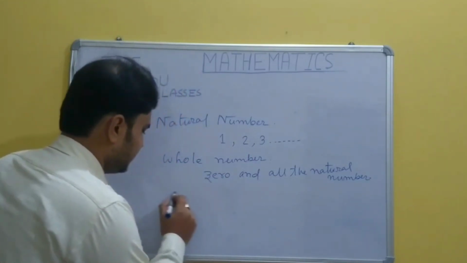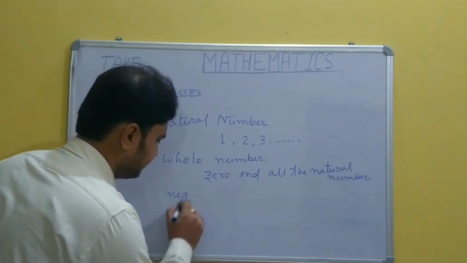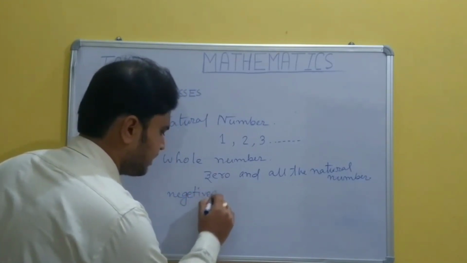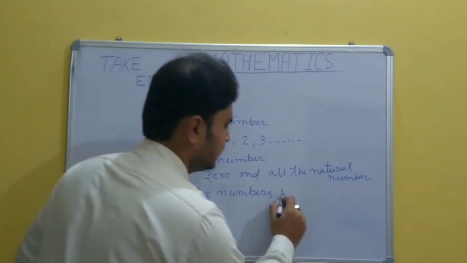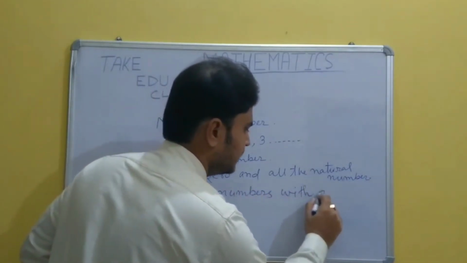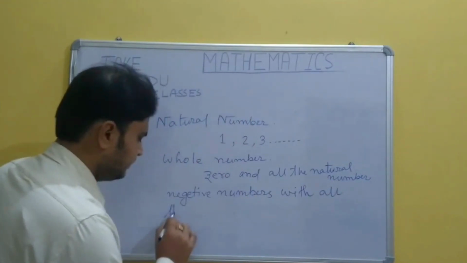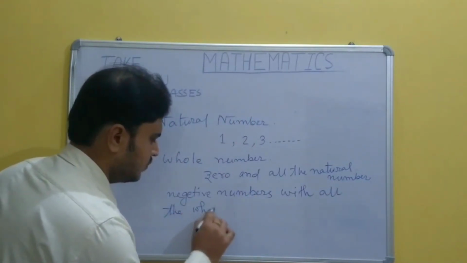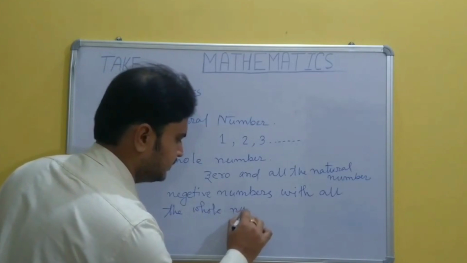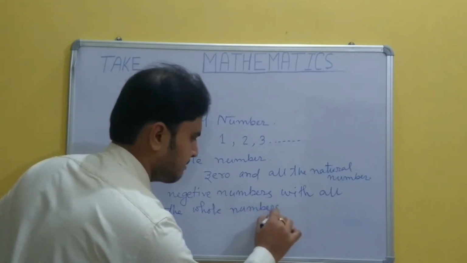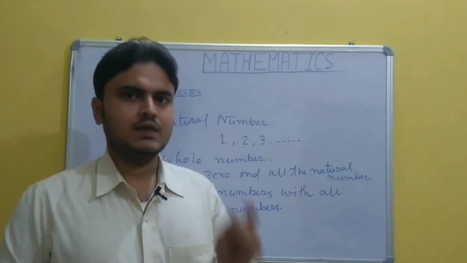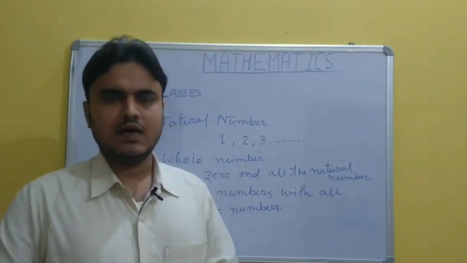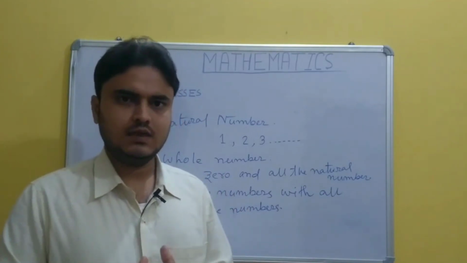That means negative numbers with all the whole numbers. Negative numbers, negative counting numbers and all the whole numbers are collectively called the integer number.